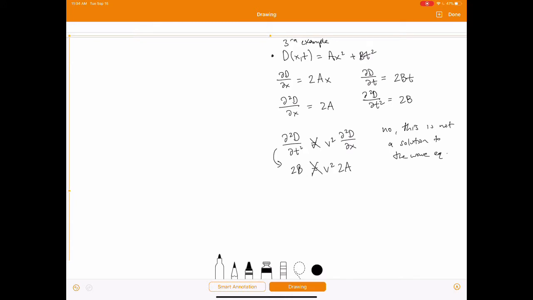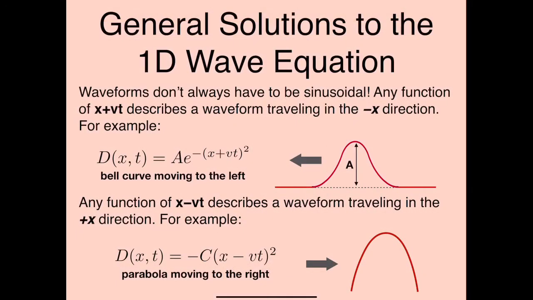Okay, so the first two worked. Those are valid solutions, but this third example is not a solution. Okay, so now let's talk about general solutions to the 1D wave equation.